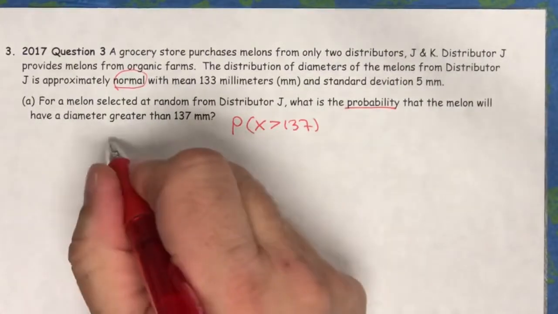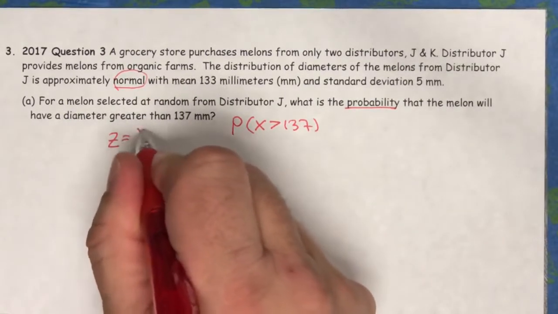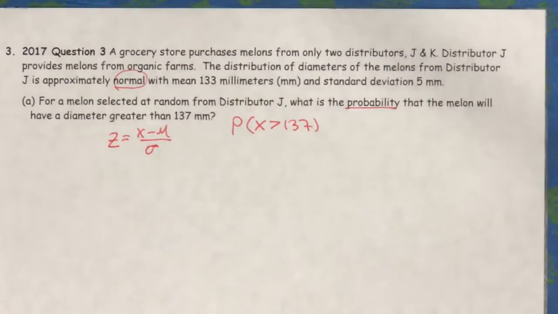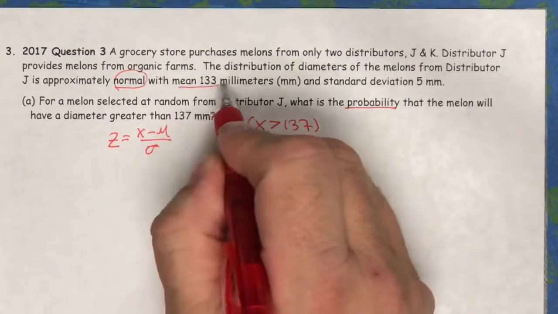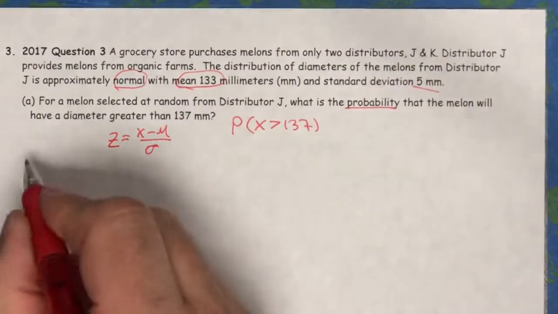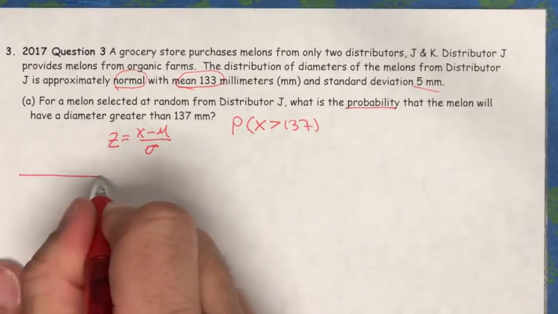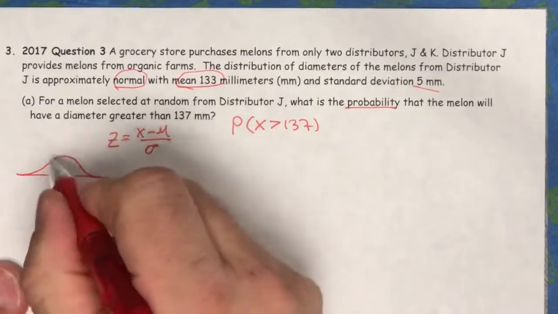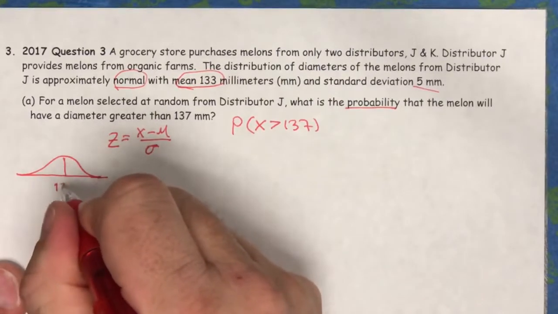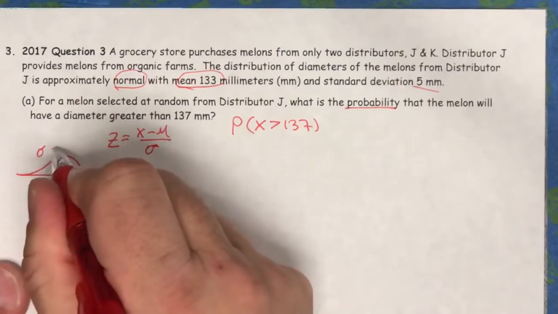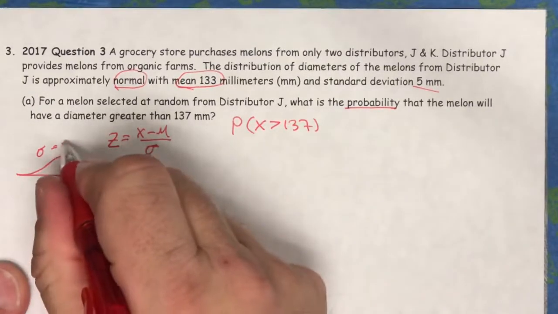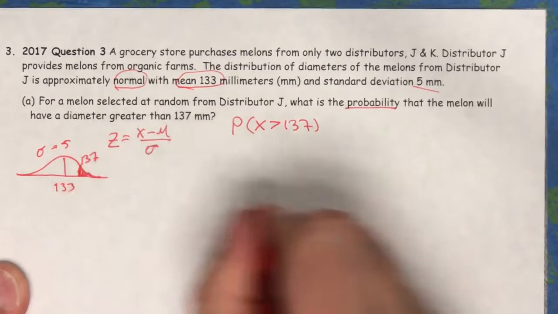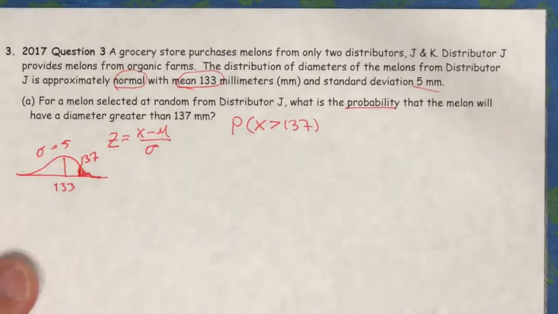As soon as they tell me it's normal, I'm going to write down Z equals X minus mu over sigma and see what other information I have. So I see that the mean is 133 and the standard deviation is 5. So I'm going to go ahead and draw my little diagram. My little diagram says we're centered here at 133. We know we have a spread, or standard deviation, in this case of 5. But we want to be greater than 137. So this will be 137, and we're going to shade to the right and go to positive infinity.